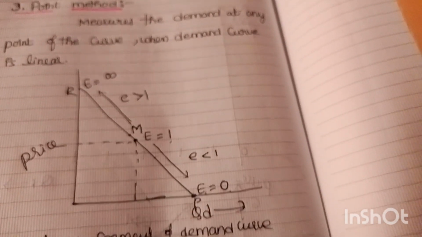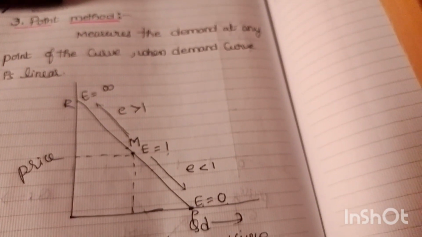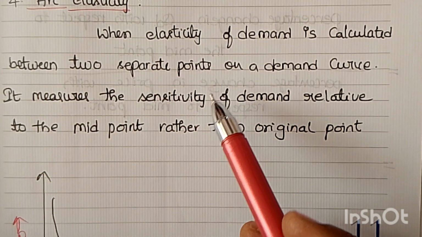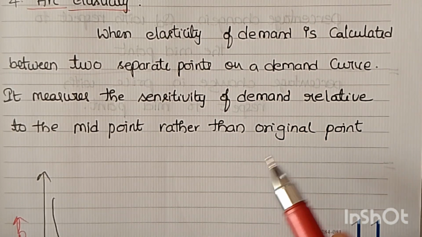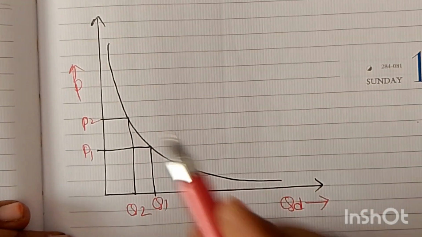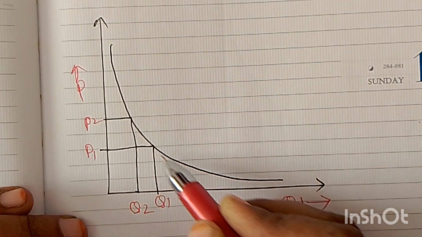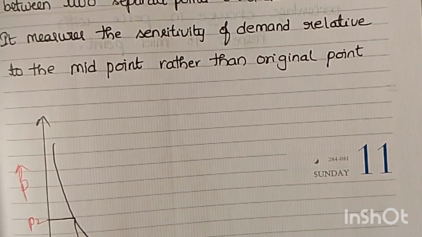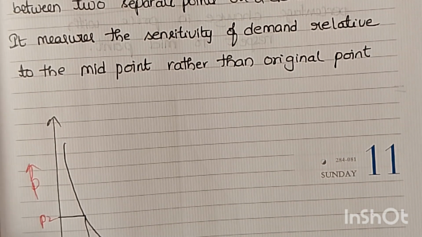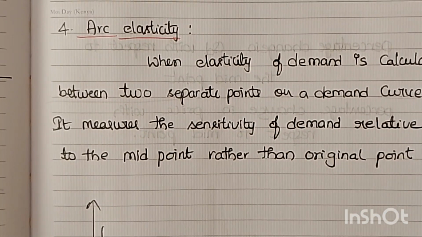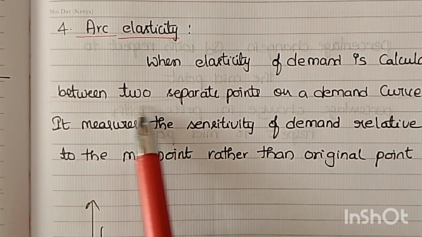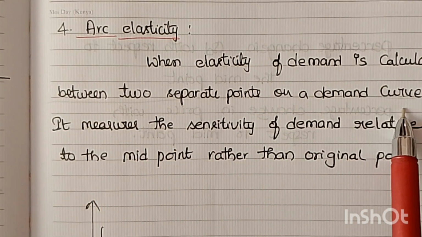Okay, so this is the concept of point elasticity of demand. Hope you are understanding. And the next one is arc elasticity. In point elasticity we are finding the elasticity at a particular point on the demand curve. But coming to the arc elasticity, we are calculating between two separate points on the demand curve.